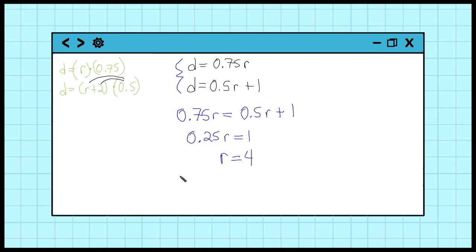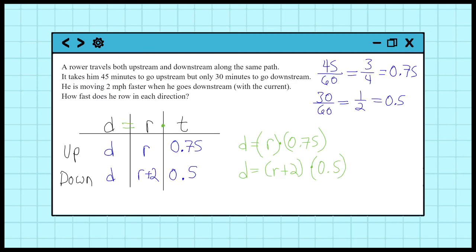Now let's go back to the problem and see what that really means. Well, if R equals 4, that means that when he was paddling upstream, he was moving at 4 miles per hour. And if R is 4, then when he was going downstream and the current was working with him instead of against him, he was moving at 6 miles per hour. So how fast is he moving in each direction? 4 miles per hour upstream, 6 miles per hour downstream.